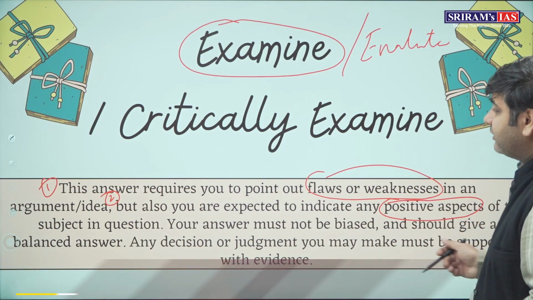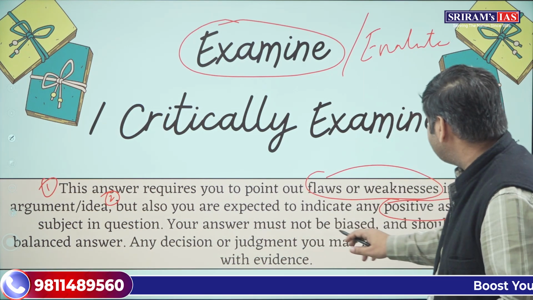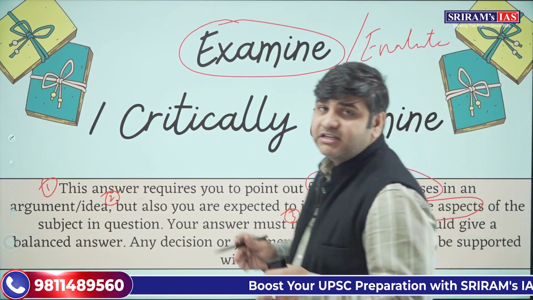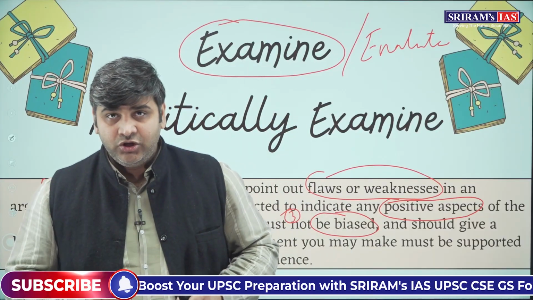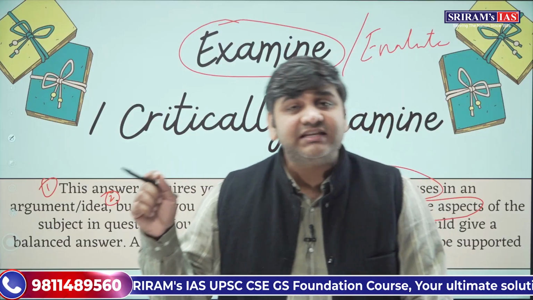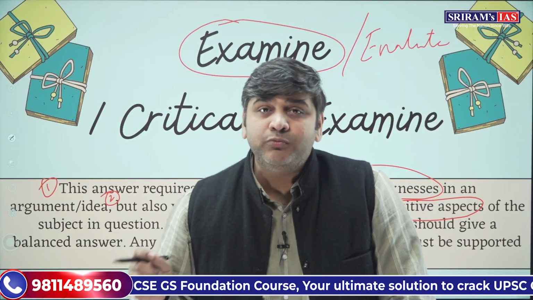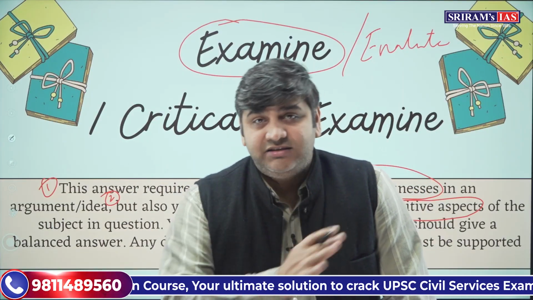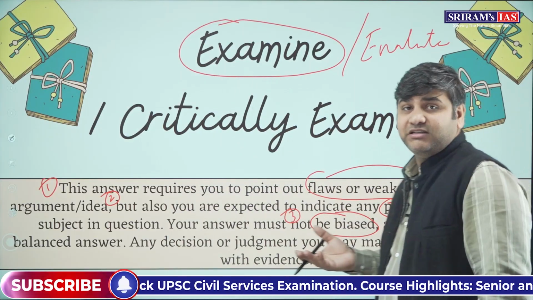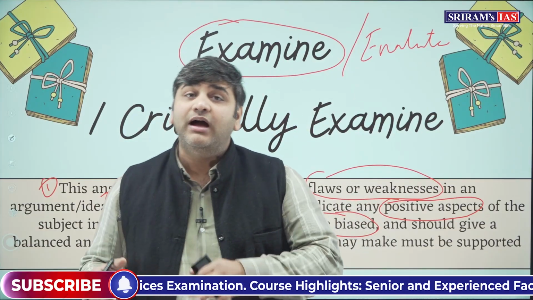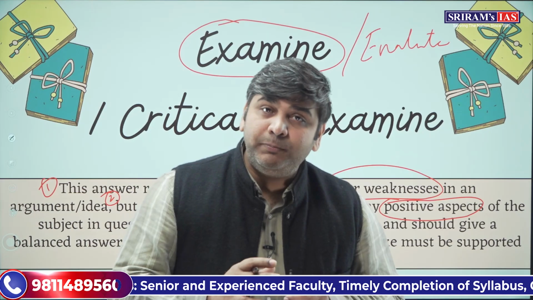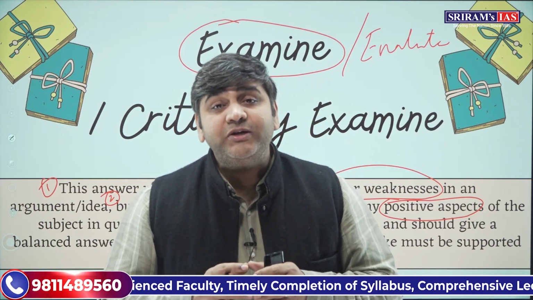Now further, your answer must not be biased. This is the third thing. If you are pointing out flaws, your answer must not go into the negative category, where you are criticizing that idea or that argument so much that it looks biased. Neither should you over-highlight the positive aspects where your answer starts to look biased. So bias must not be there. Neither should it be too much negative, nor too much positive.